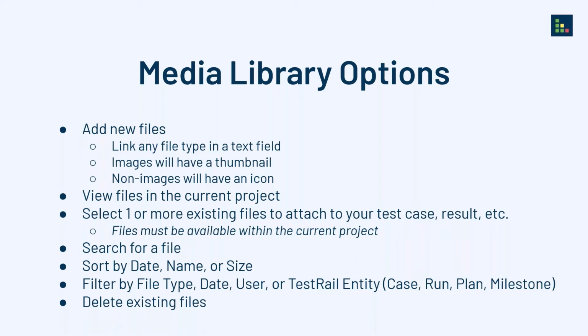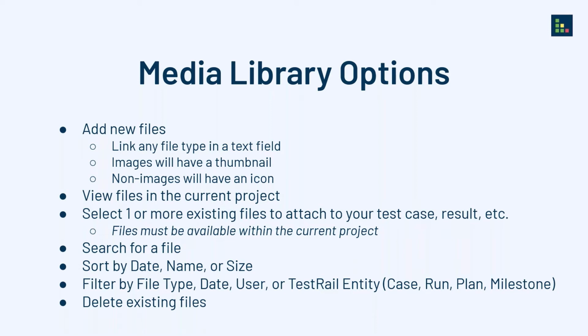We've added sorting options to this interface, so you can sort through your attachments by date, name, or size of the file. We also added filters available for the date the file was added, the file type, the user who added it, and also what the attachment is associated with. And this media library also gives you the option to delete files from your TestRail instance as well.